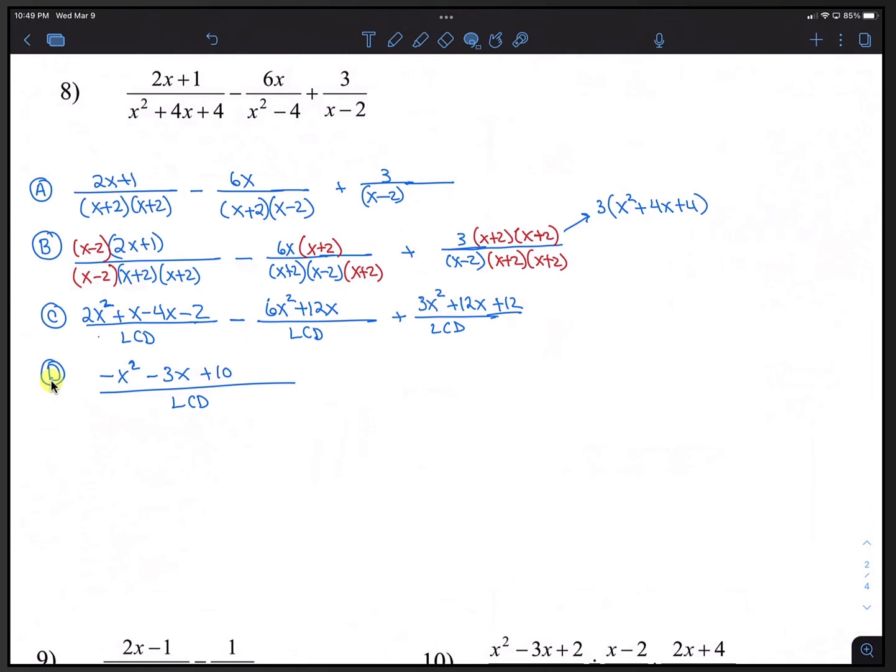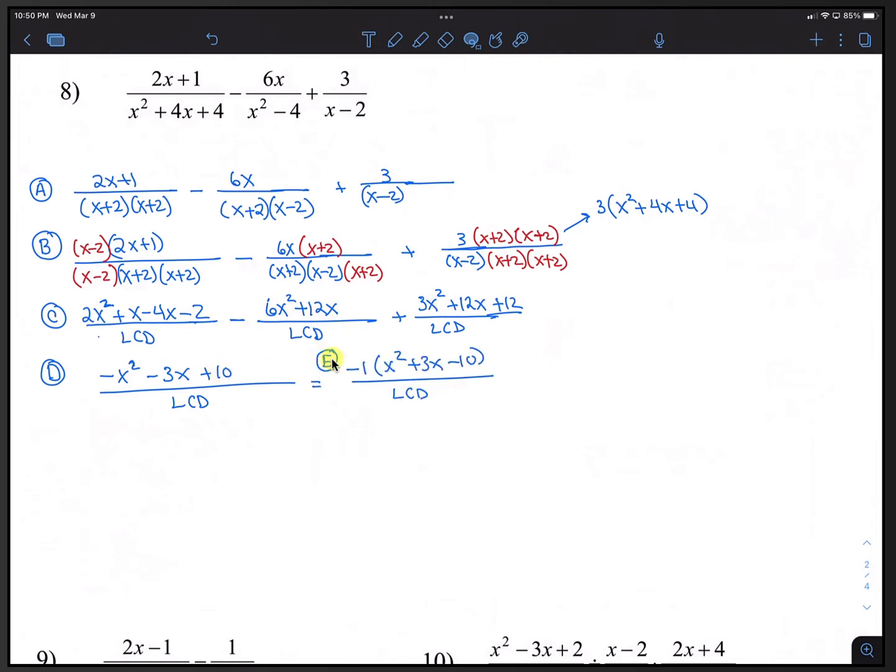And that brings us to step D. So if we combine 2x squared and negative 6x squared, and then plus 3x squared, that's going to give us negative 1x squared. If we combine x with minus 4x, and then minus 12x, and then plus 12x, we just end up with negative 3x. And finally, if we combine the negative 2 with the positive 12, we get positive 10. Now we're still not done.